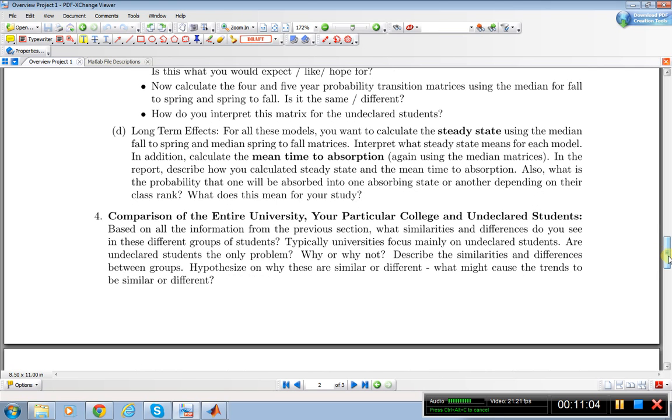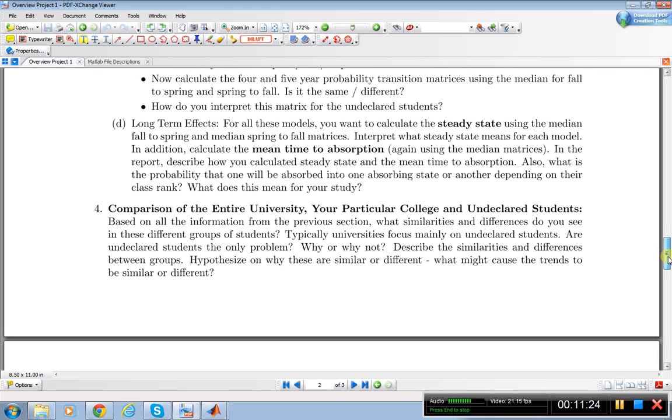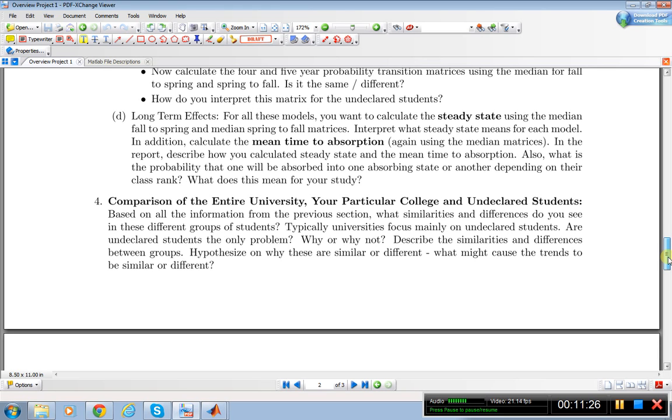So we also need to talk about long-term effects. For all these models, you want to calculate the steady state, so use the median matrices and calculate the steady state. Also calculate the mean time to absorption. You should have some absorbing states, so calculate the mean time to absorption in these. And what's the probability of absorbing into one state or another, depending upon whether you're talking about a person being a freshman, sophomore, junior, or senior?